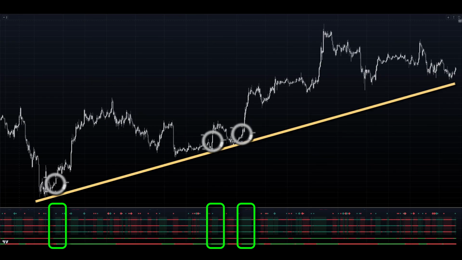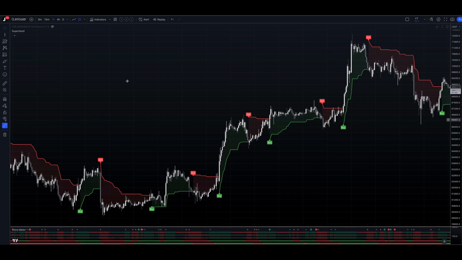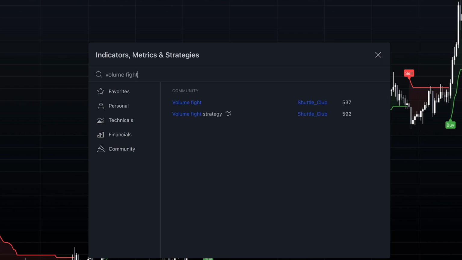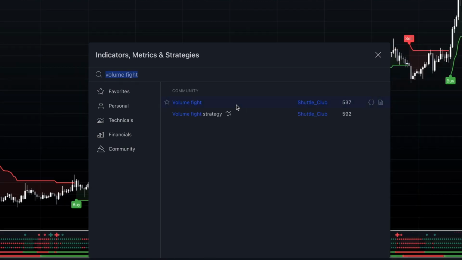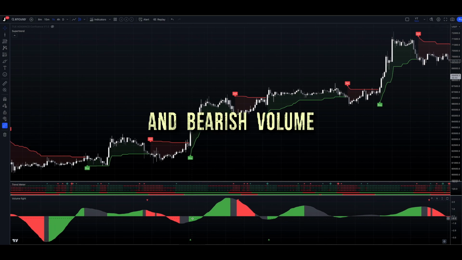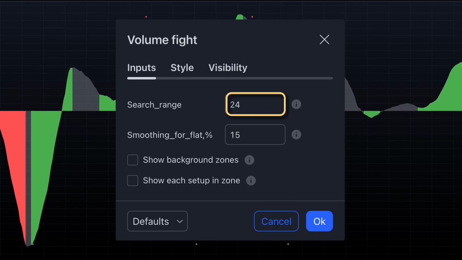The more trend meters that are lit up, the stronger the trend confirmation. By using the trend meter as a trend filter, you can ensure that you are trading in the direction of the prevailing trend. And lastly, let's add the volume fight indicator. It helps identify the dominance of bullish or bearish trading volume by dividing the volume in each bar into bullish volume and bearish volume. It then compares these weighted average values over a specified range.